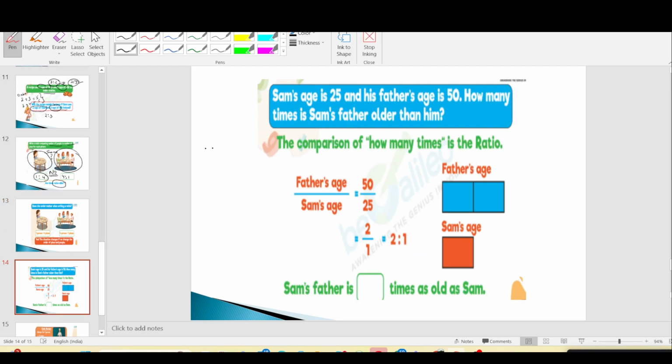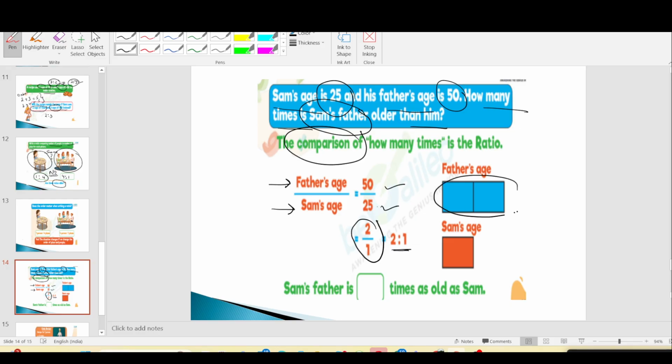Okay. So suppose there is a question: Sam's age is 25 and his father's age is 50. How many times is Sam's father older than him? So in ratio we compare by dividing, right? So if I divide father's age by Sam's age, 50 divided by 25 is 2, right? So 2 over 1, which we can write as 2 ratio 1 or 2 to 1.